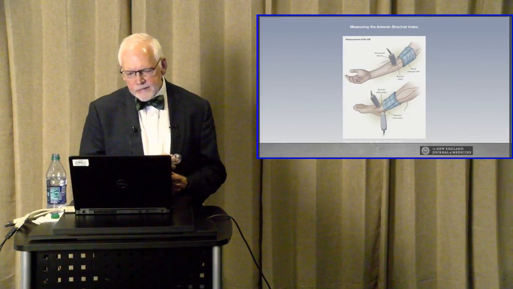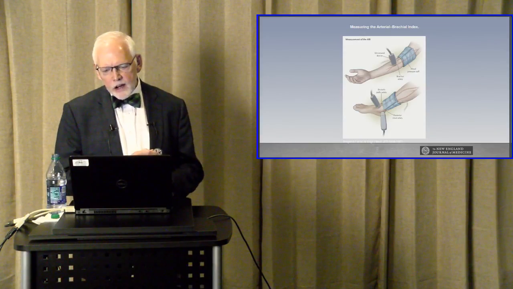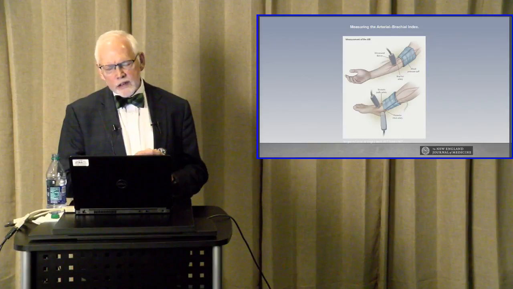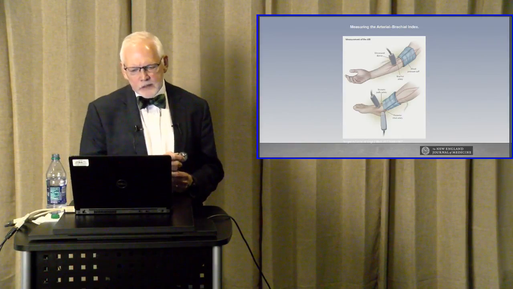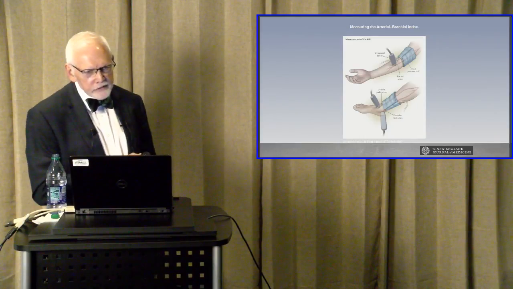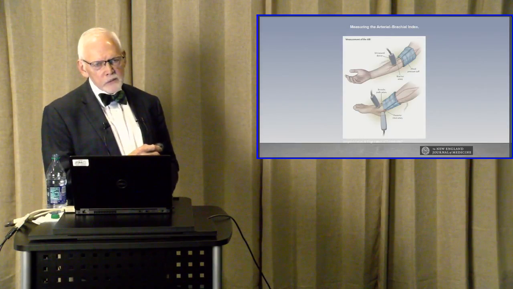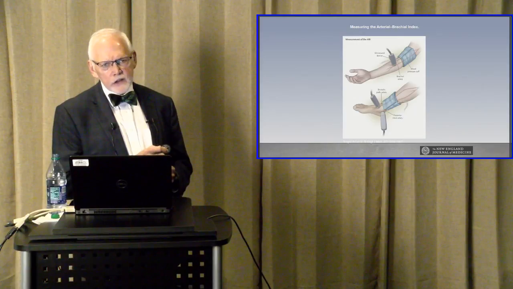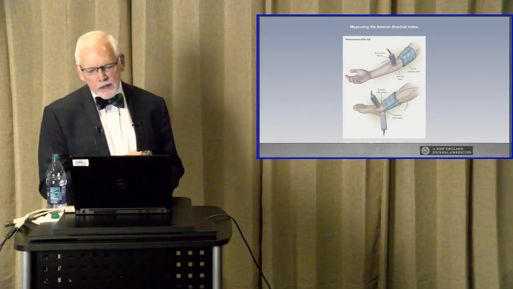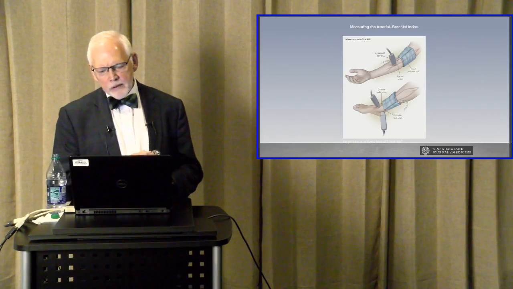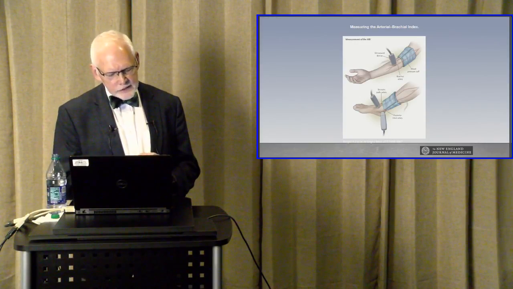If you get above 1.2, if you get to 1.3, then probably what that means is that they're diabetic and they have calcified non-compressible arteries, and you're getting bad data. So it doesn't mean they've got great flow. It means they probably don't, or you can't tell.